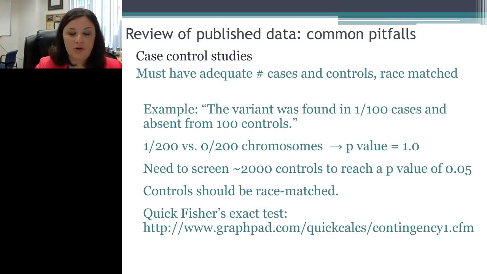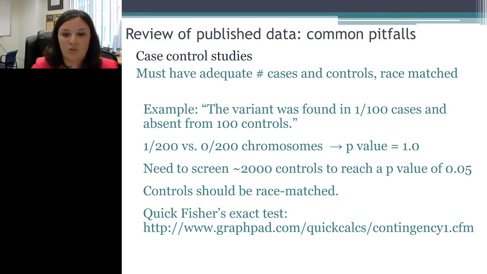So I wanted to take a moment now to talk about case control studies, just to hammer home the fact that you have to have an adequate number of cases and controls, and hopefully these are race matched in order for this information to be beneficial to you. An example of what we often see is somebody will say a variant was found in 1 in 100 cases and it was absent from 100 controls. Well, we have 100 cases and controls, so that's 200 chromosomes. So we've seen the variant in 1 out of 200 versus 0 out of 200 chromosomes.